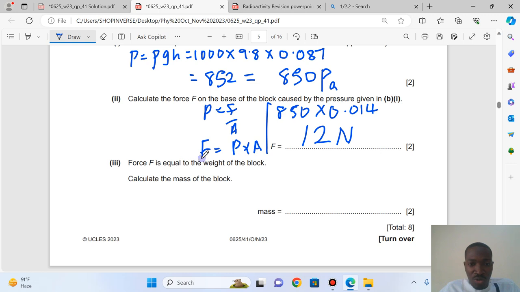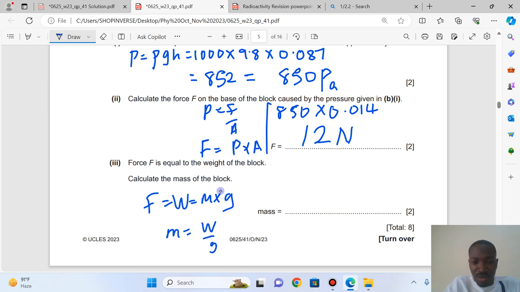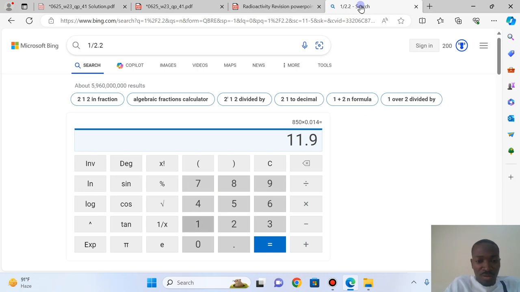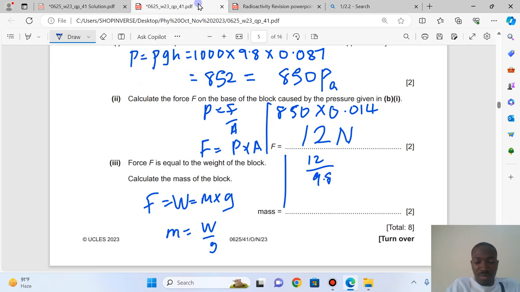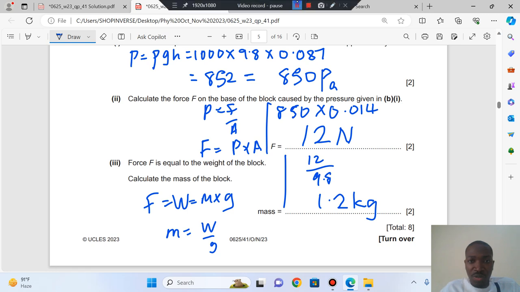The force F is equal to the weight of the block. Calculate the mass of the block. You know, force is equal to weight, and weight is mass times gravitational field strength. So if you want to get mass, you say mass is weight divided by gravitational field strength. So the mass will be the weight, which is 12, divided by 9.8. The mass is 1.2 kilogram.